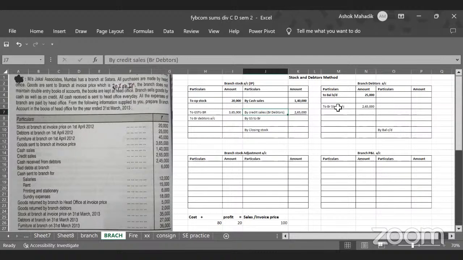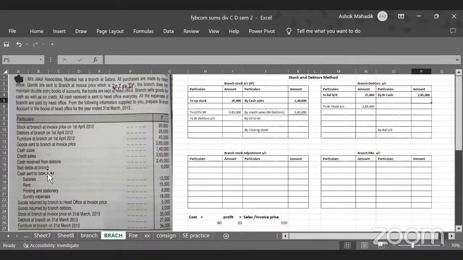Okay. Next, cash received from debtors. Okay. So entries cash to debtors. So in debtors, it will be by cash. Or you can write branch cash, fine. Amount 2,45,000. Okay. We haven't prepared a cash account. We need not prepare that account.